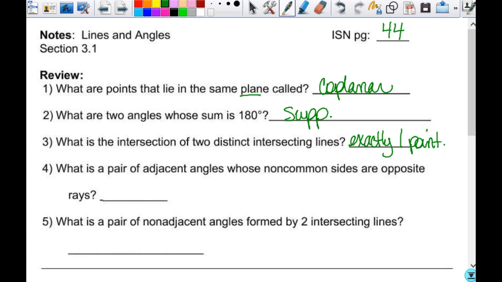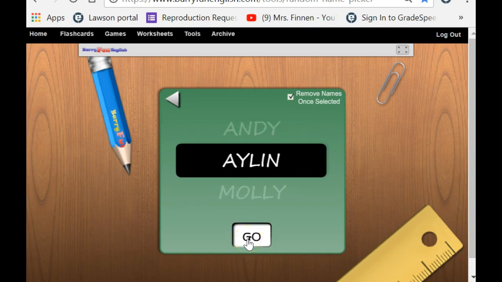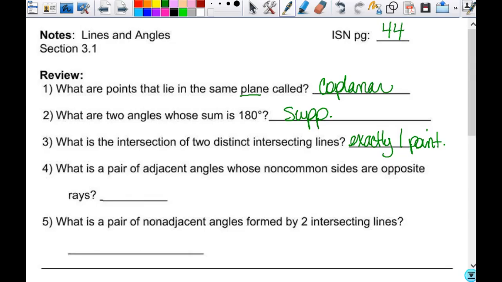All right. Pair of adjacent angles whose non-common sides are opposite rays. What would that be? Molly. Do you know what adjacent means? I'm going to have 2 angles, and they're going to share this side and this vertex. So that's their common side. Their non-common sides are opposite rays. So it's a linear pair. Good. And so then here are your opposite rays.